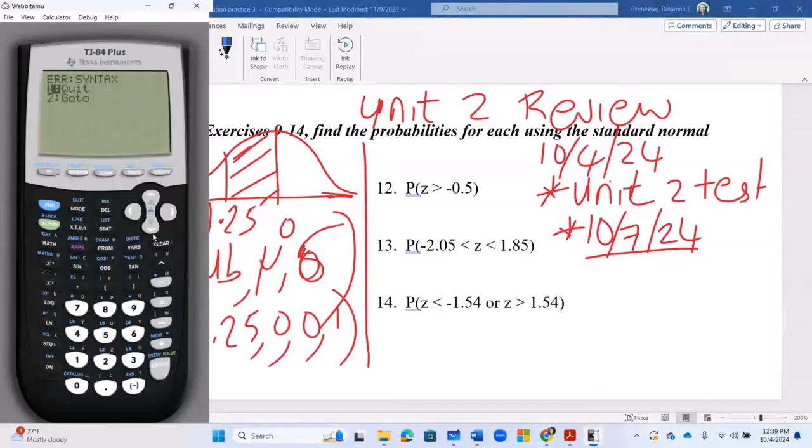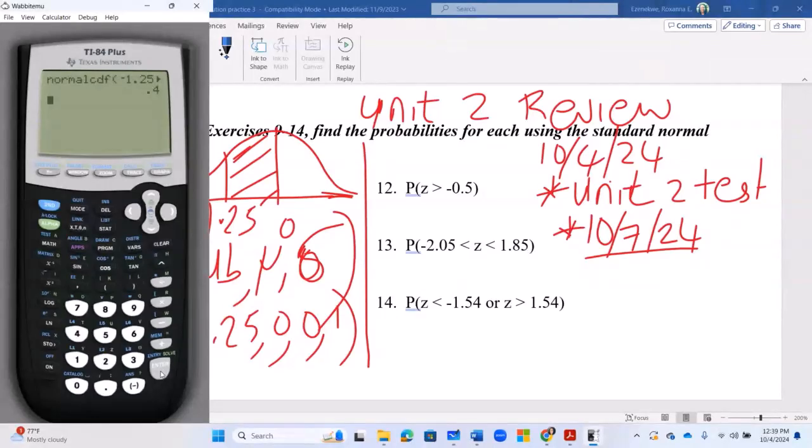Let me see. It says quit. That means there is something wrong. Okay, there are two entries. So I'm going to delete that, and I'm going to arrow to the right and see if there's any other. Okay, I'm going to enter again.